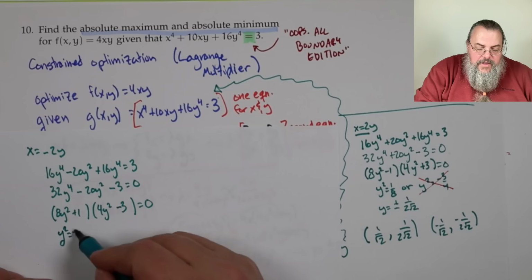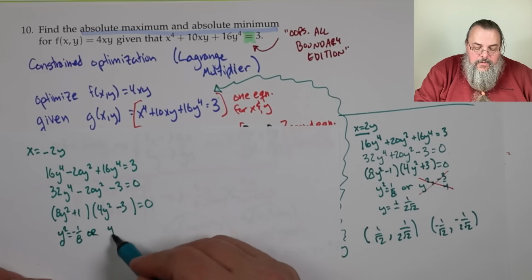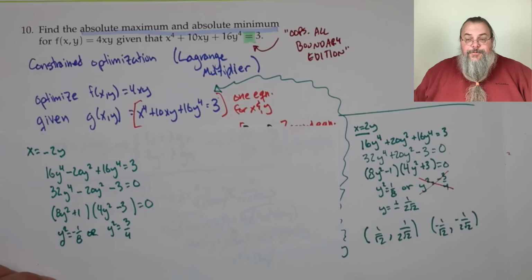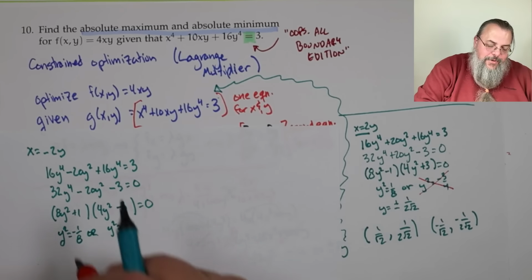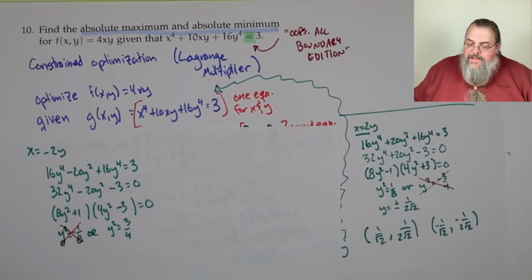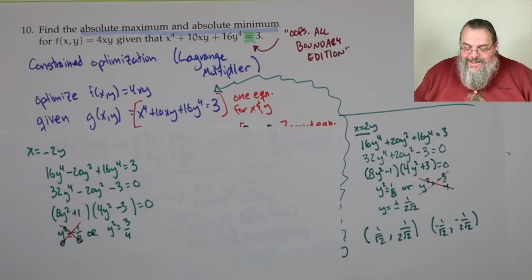Y squared equals negative 1/8, or y squared equals 3/4. Now, as before, we can rule that one out. Y squared can't be negative. That's a little bit too complex. It's not the kind of thing that we would be doing.